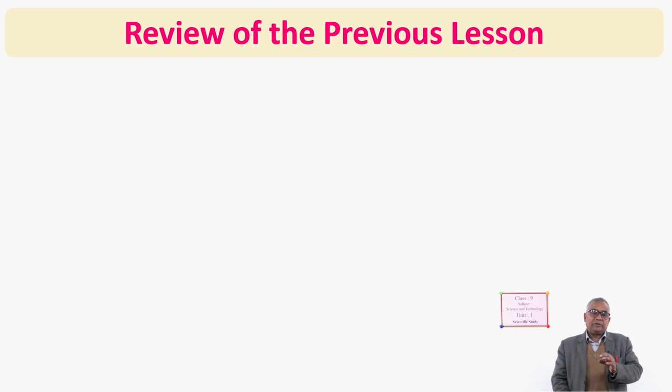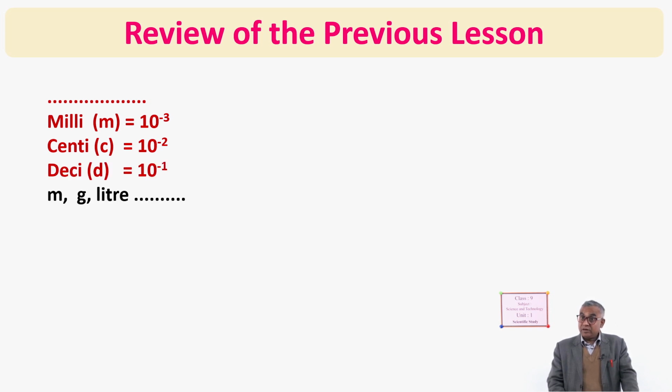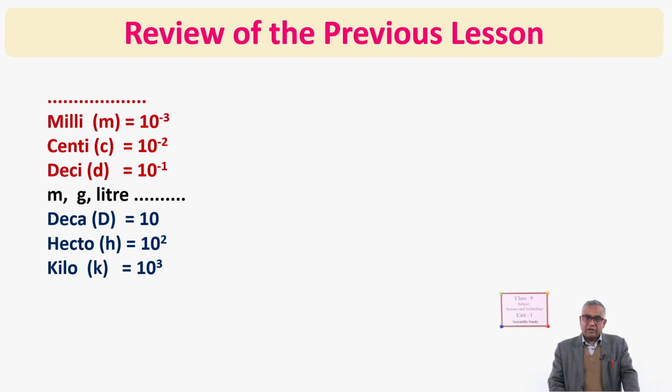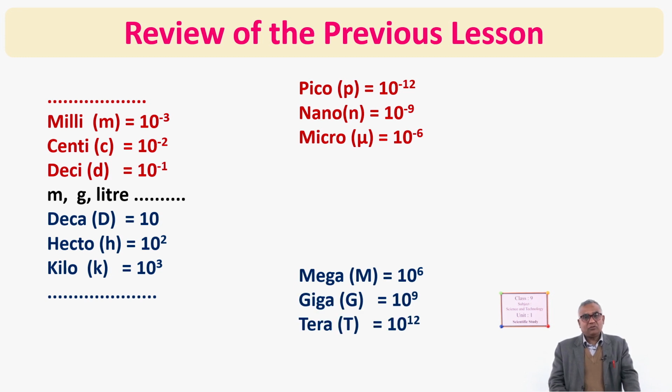So see these prefixes and their units once again: milli, centi, deci, main unit, which is meter, gram or liter, then deca, hecto, kilo. Then there are some others which I am giving at the side. Look here: pico, nano and micro. They are smaller than milli. And here, as I told you last time also, bigger than kilo are mega, giga and tera. So here, at first you have to remember the values also.